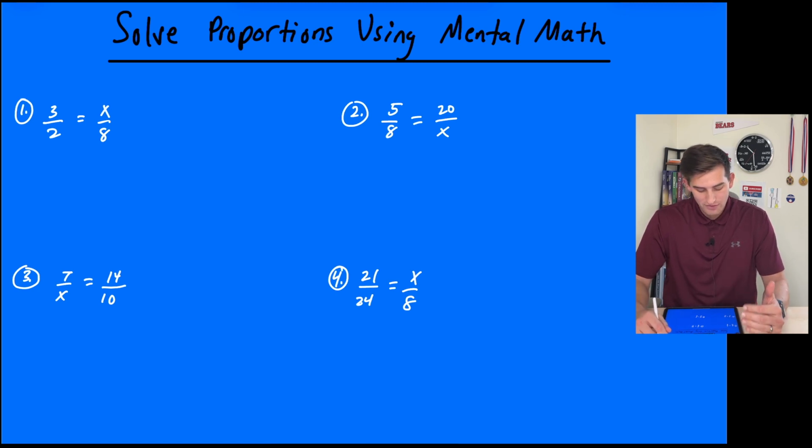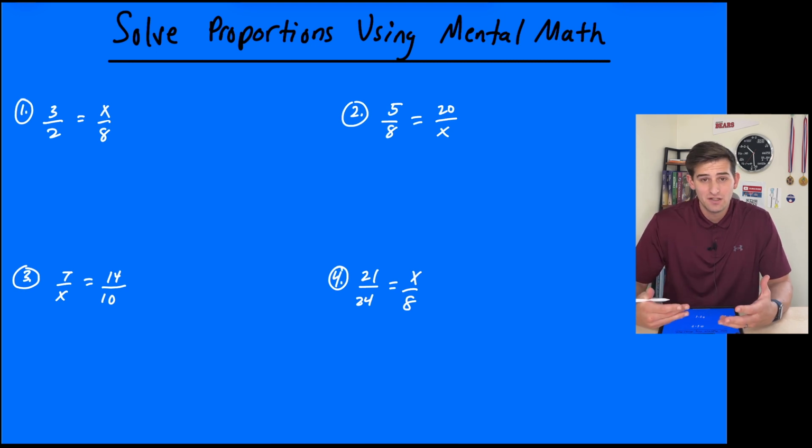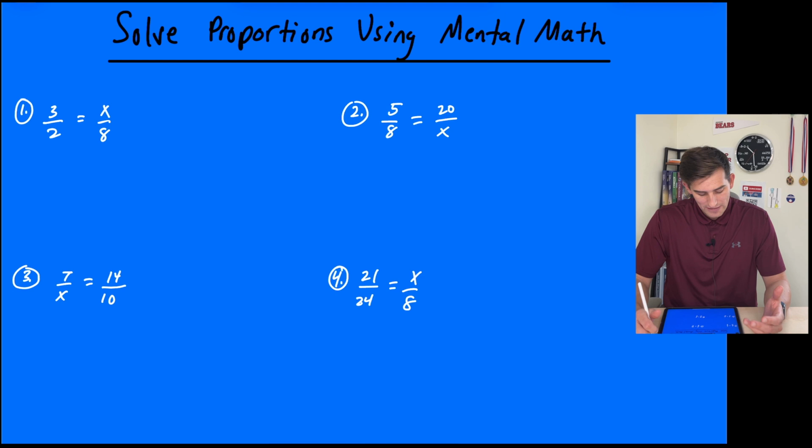All right, so let's look at example number 1. We have 3 over 2 is equal to x over 8. So in previous videos, we've talked about cross multiplying, different methods like that. We're going to do about 3 more videos on different methods we could use following this video to solve a proportion. But for right now, let's use our brains here.